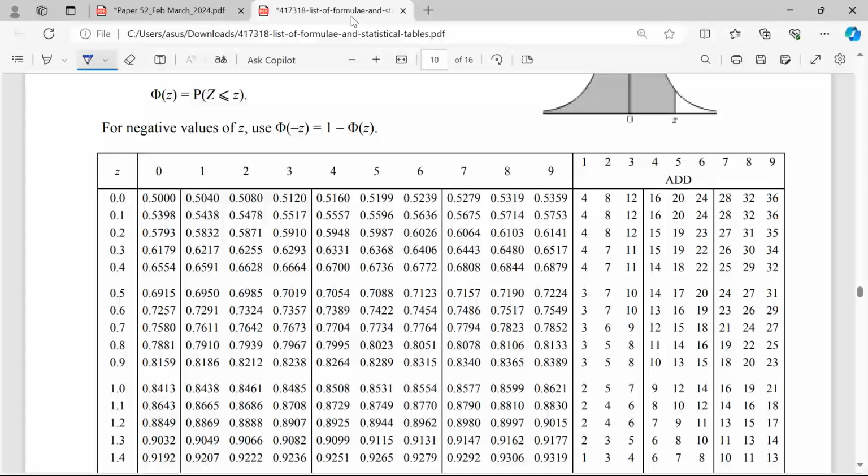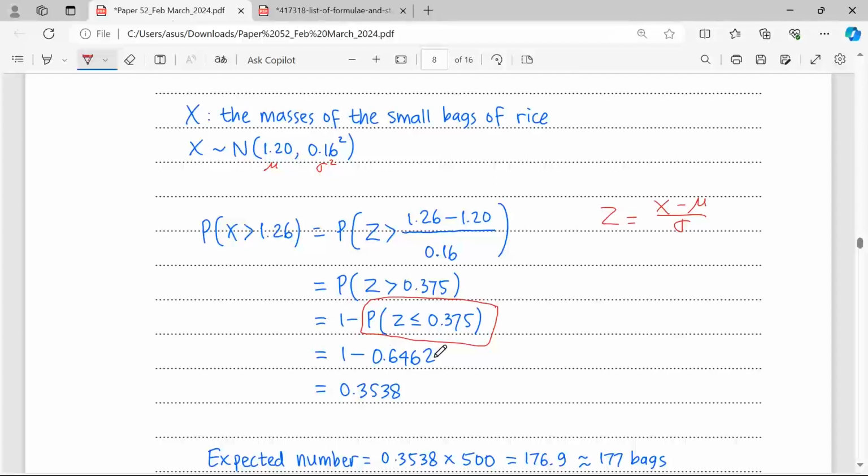Now we see that 0.3 is here, 7 is here, and then 5 is here. So it means you have to add 0.6443 by this one. And for this one you have to write like this, 0.0019. You add this one, you will get this: 9 plus 3 is 12, write 2, carry 1, and then 6, 4, 0, 6, like this, 0.6462. So that means this is 0.6462.